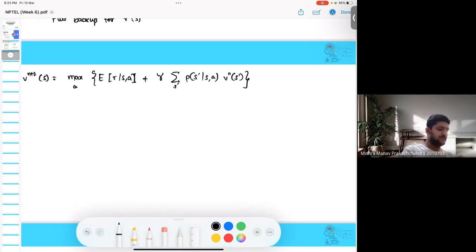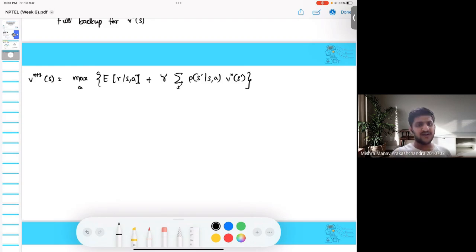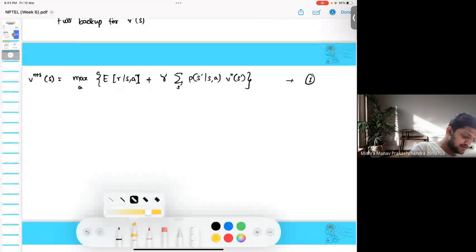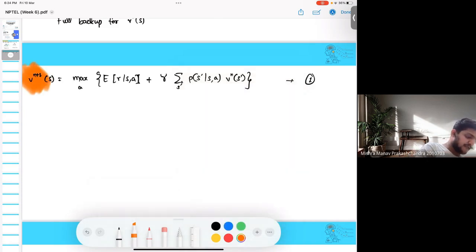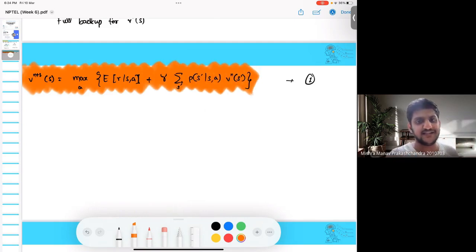Now, if you think of it intuitively, what does this particular equation, let's name it equation 1, tell us? Maybe I highlight it. Let's highlight this with something like orange. Okay. So what does this particular equation tell me here?